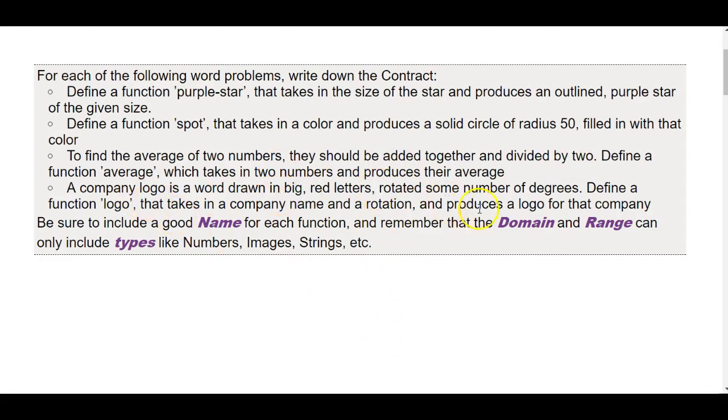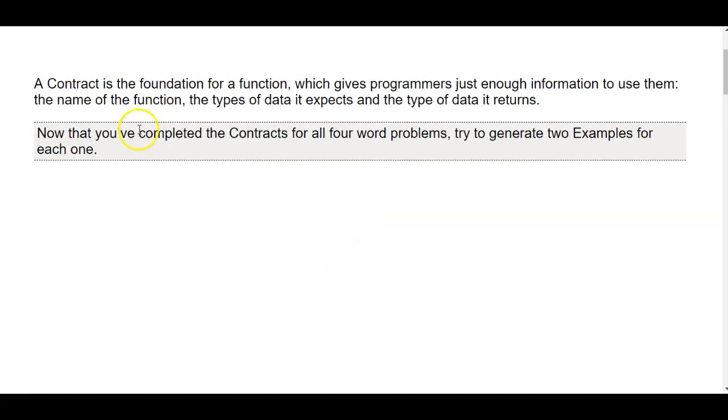Company logo is drawn in big red letters, rotated some number of degrees. Define a function. Logo takes in a company name and a rotation. So now we've got a name would be a string probably, right? A rotation is a number, degrees that you would provide, right? Some number of degrees produces a logo, okay? Include a good name for each function. Remember, domain and range can only include types like numbers, images, strings, etc. So I want you to work through. Those are some problems to work through.